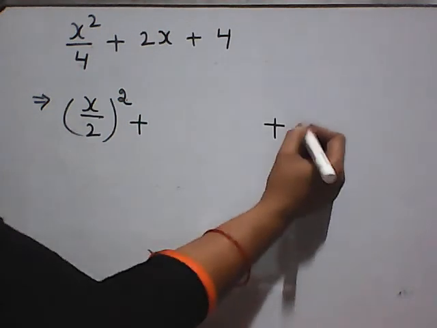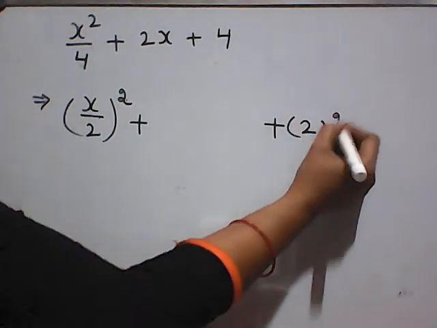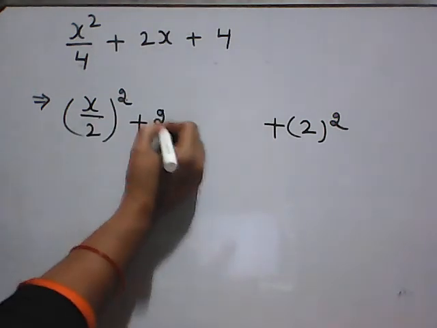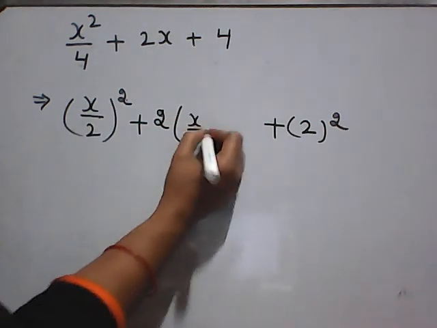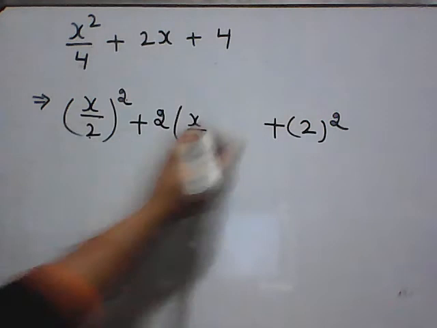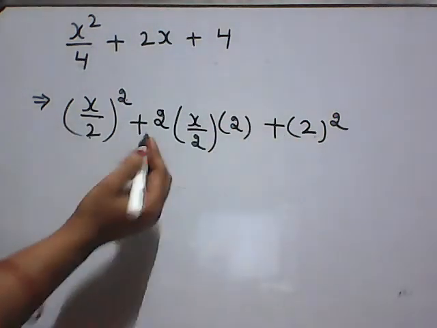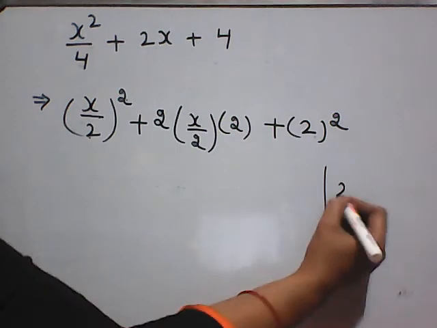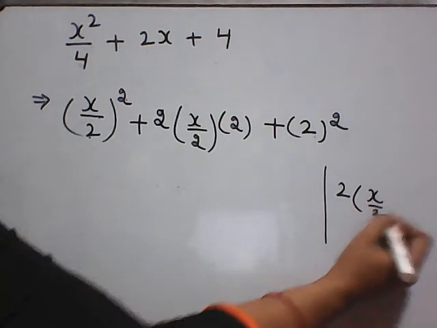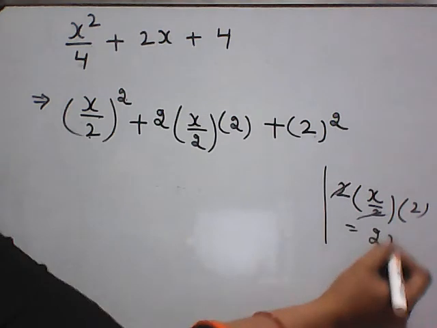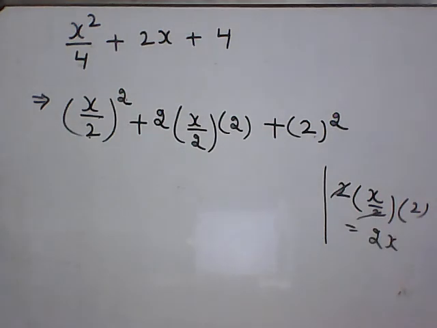4 is the perfect square of 2, so 4 can be written as 2 whole square. 2ab is 2 into a. What is the value of a? x by 2. What is the value of b? 2. So when we solve 2 into x by 2 into 2, 2 is cancelled out with 2. So it is 2x. So 2x can be written as 2 into x by 2 into 2.